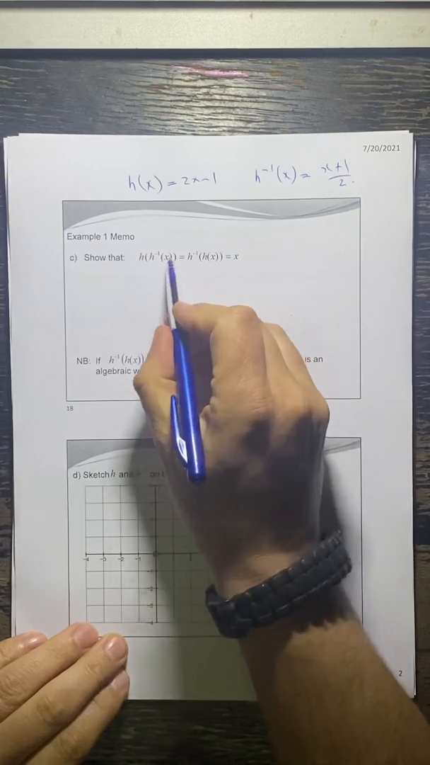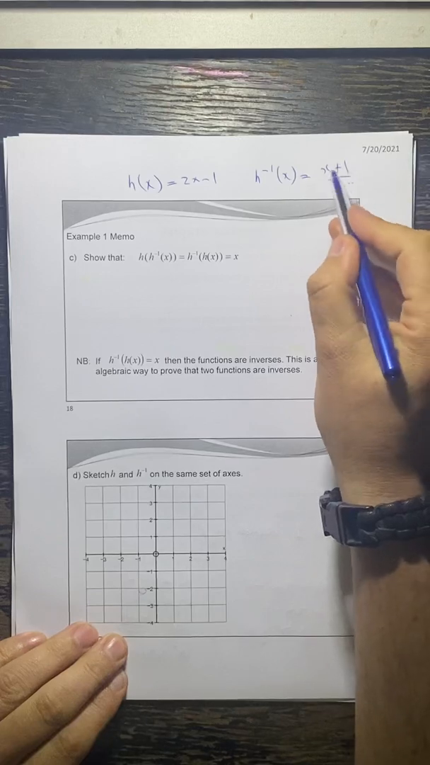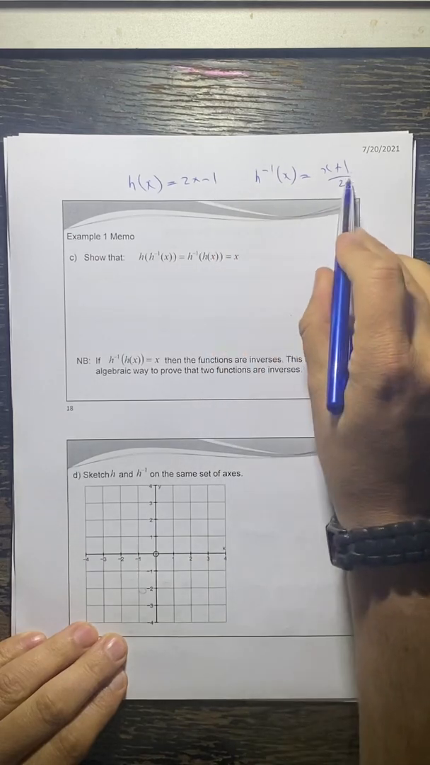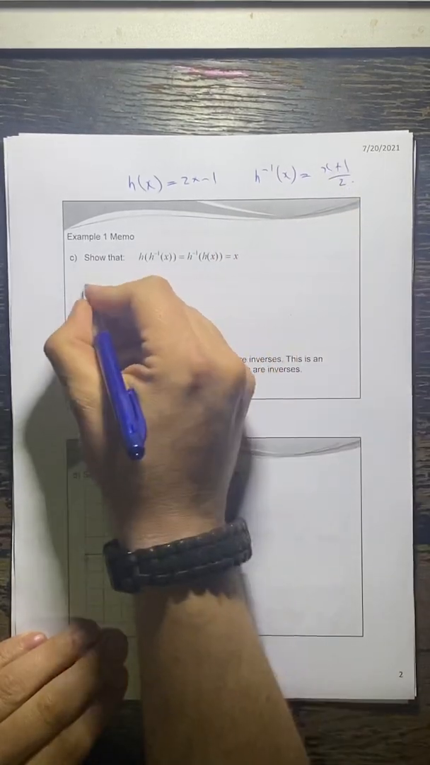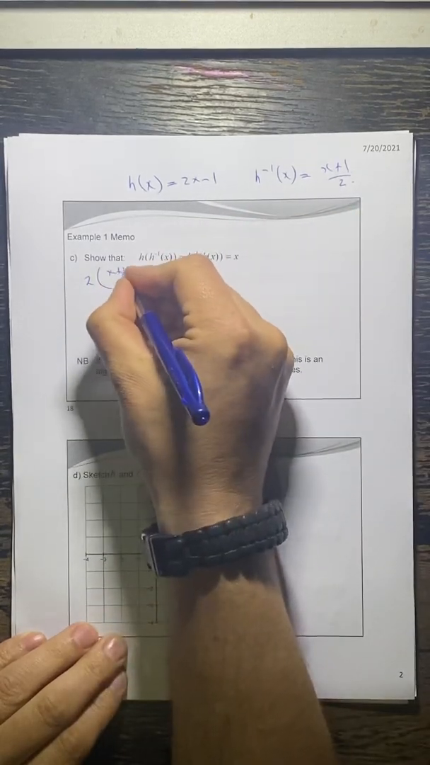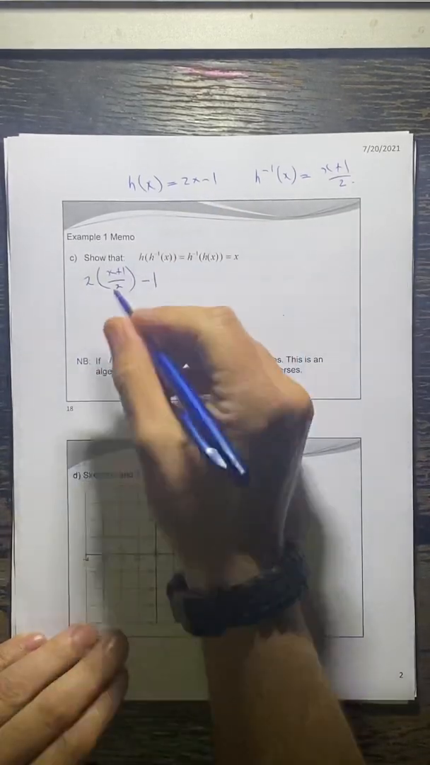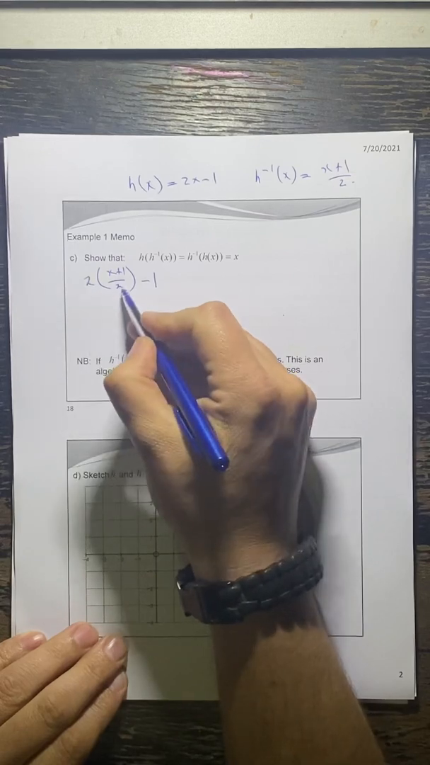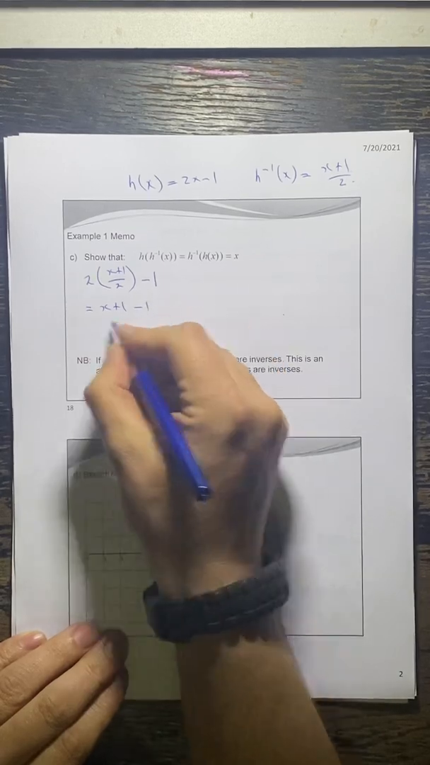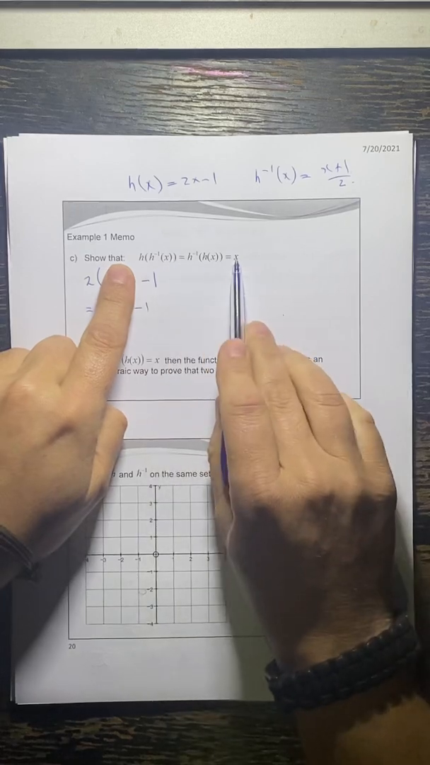So what this is saying is I'm going to plug H inverse into H. Wherever I see an x in H, I'm going to replace it with this. So we get 2 times (x plus 1 over 2) minus 1. The 2's will cancel, and we're left with x plus 1 minus 1, and that is equal to x. Okay, so that is good. This bit is equal to x.